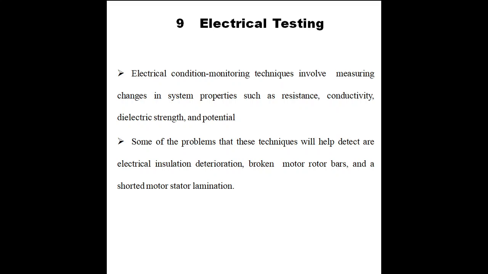These techniques help us to detect electrical insulation deterioration. They may detect broken motor rotor bars and shorted motor stator laminations. We can save our machine from short circuit. So you should always continuously get data on the performance of the electrical system. And if you find some data which is unexpected, which is not common, and varying unexpectedly, then you should always be ready to check the machine. You should always be ready to save your machine before failure.